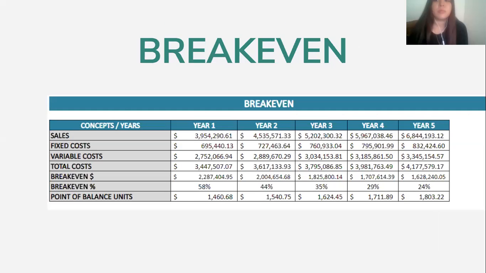The first year, the sales have to be 3,954,290 pesos. The percentage has to be 58%, and the company is going to break even. The second year it has to be 44%, the third year 35%, the fourth year 29%, and the last year has to be 24%.